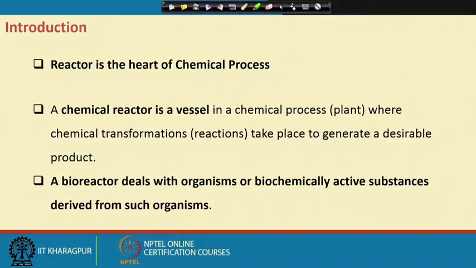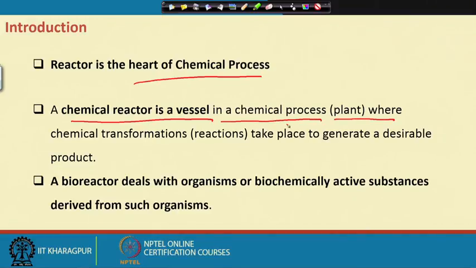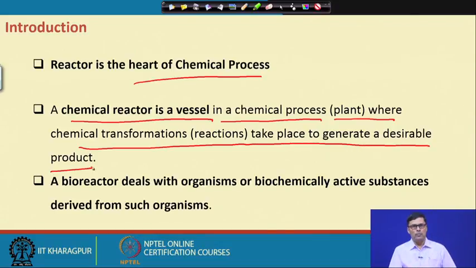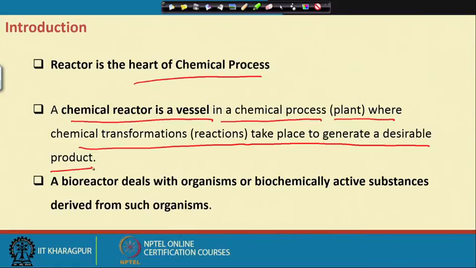So if you look at here, the reactor is the heart of chemical processes because this is where the reaction takes place. Am I right? And a chemical reactor is a vessel in a chemical process or plant where the chemical transformation or reaction takes place to generate the desired product. So it is very simple. The vessel in which the reaction takes place is called a chemical reactor.